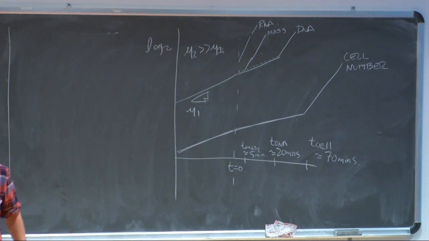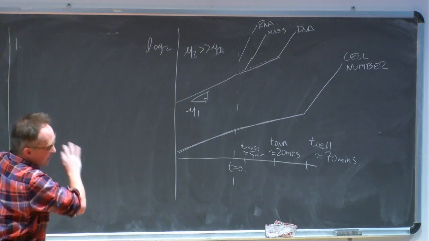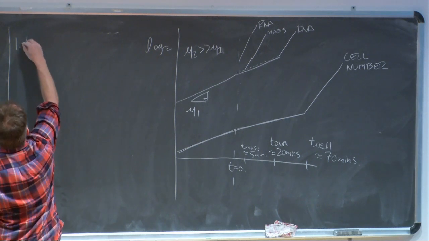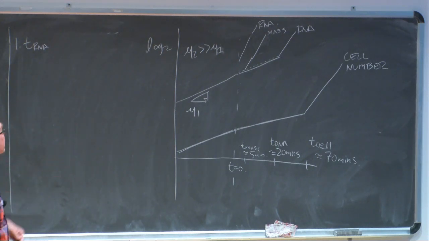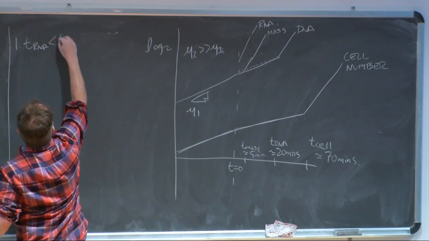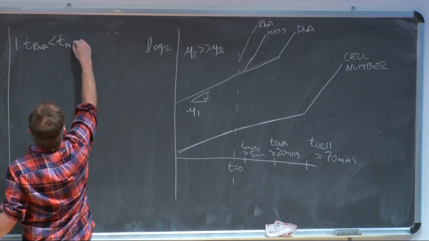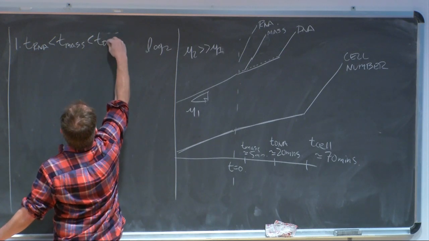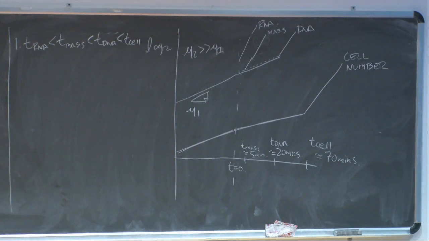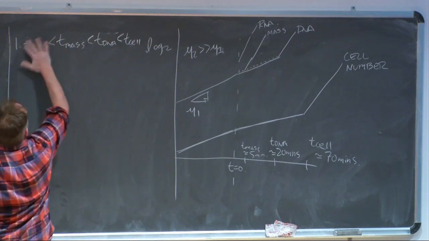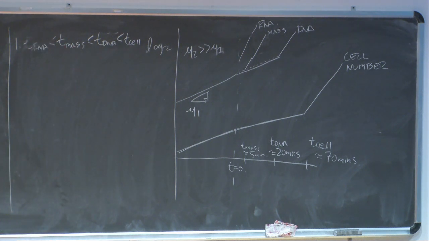All right, so let me summarize and then let's go through it. So one, the order matters. So you get tRNA, which is essentially minus 5 minutes if you want to keep this continuous, is less than T mass, which is less than T DNA, which is less than T cell. Does that make sense? tRNA is basically not, I mean, you can even not imagine. It's a discontinuous shift, so you can leave it out if you like.